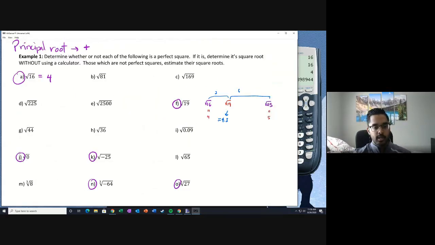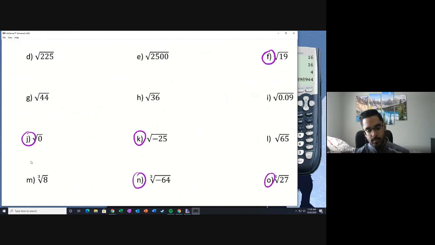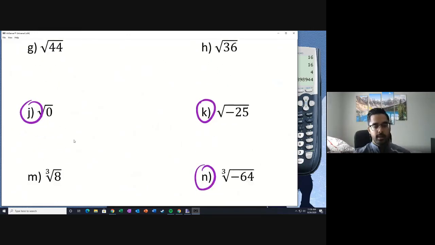Next one we'll talk about is J here, so the square root of 0. Now we're looking for a number that I can multiply by itself, so 2 of the same number, to get the original.